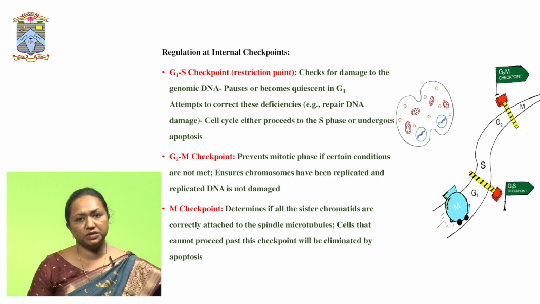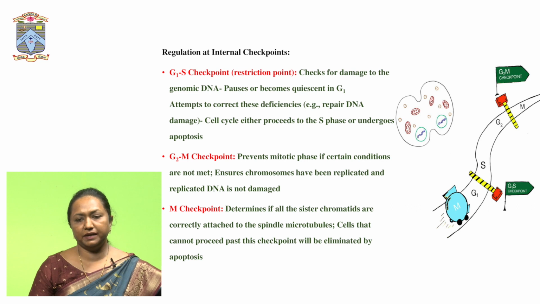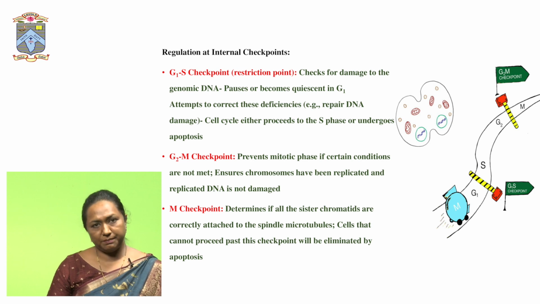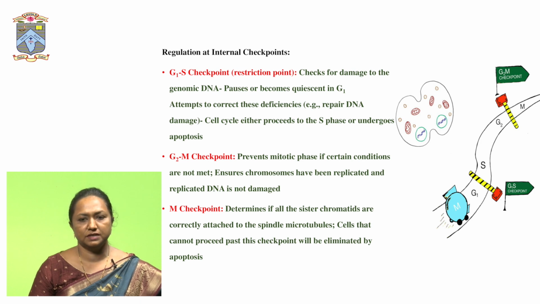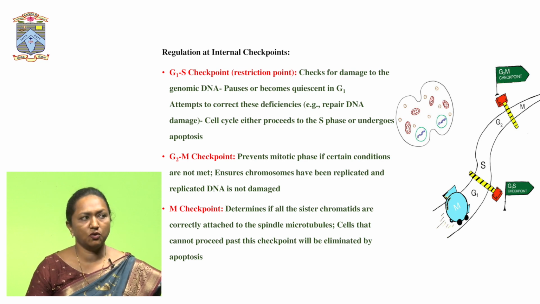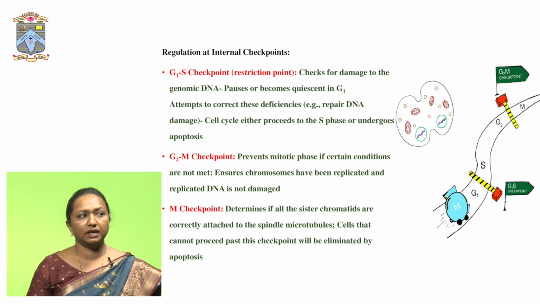Here, the cell becomes quiescent or inactive or pauses for a while till these deficiencies are repaired. The deficiency may be in the form of damaged DNA. If this is repaired, the cell further proceeds into the next phase, which is the synthetic phase. The next checkpoint is when the cell enters from G2 to M. This checkpoint prevents the cell from entering into the mitotic phase if there are any deficiencies found at the G2 point. Here it ensures that the chromosomes are replicated properly and the replicated DNA is not damaged.